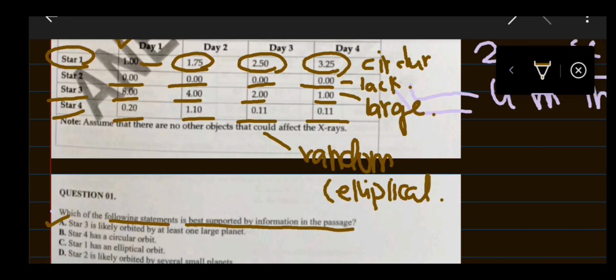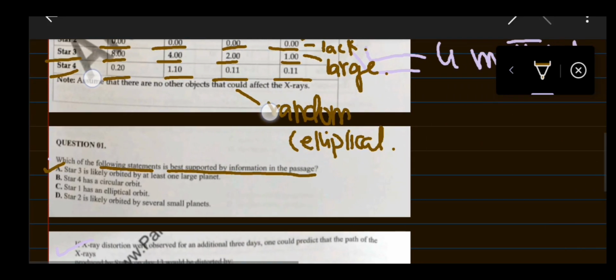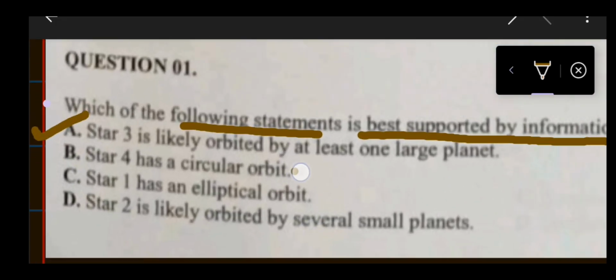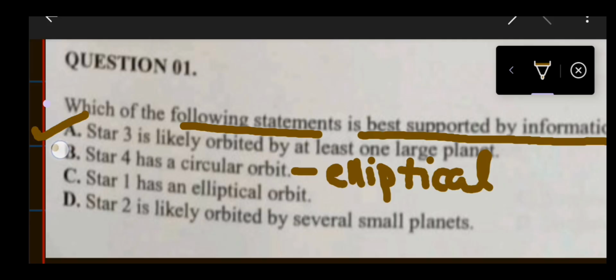So we do see that star 3 is likely to orbit at least one large planet. Yes, because this is decreasing in the linear motion. So A is the correct option, but we will look into B, C, and D options too. Star 4 has the circular orbit. However, you can see in star 4 there is 0.20, then 1.10, 0.11, and 0.11. So this is not the proper decreasing order. This is random, and we know random forms the elliptical, not circular orbit. So this is elliptical, not circular. That's why B is wrong.